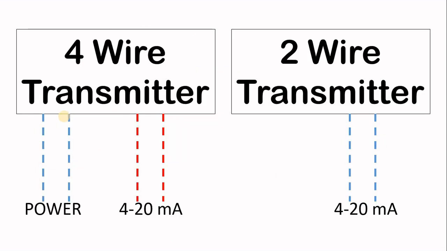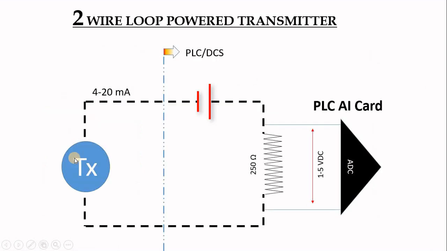The difference between a two-wire transmitter and a four-wire transmitter is that we have two wires for the signal in a two-wire transmitter, and it also has the power. In a four-wire transmitter, we have two wires for the signal, two wires for the power. How do you connect the four wire? This is our standard two-wire transmitter: power supply, transmitter, and resistance. The ADC will read the voltage drop across the resistance.